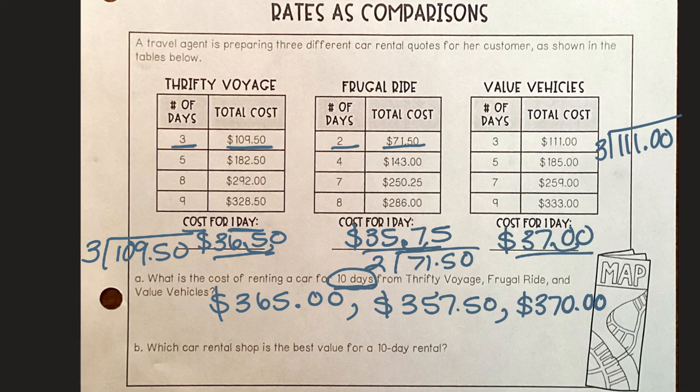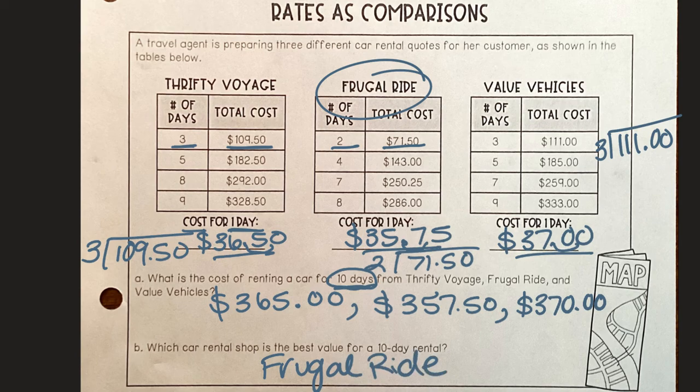So now for B, it says, which car rental shop is the best value for a 10-day rental? Well, whatever is the cheapest is going to be the best value for a 10-day rental, and it looks like Frugal Ride has won at $357.50. That would be the cheapest. So Frugal Ride is the best value.